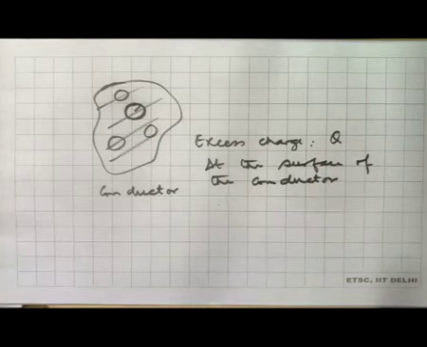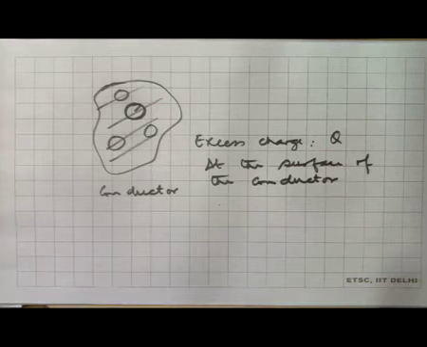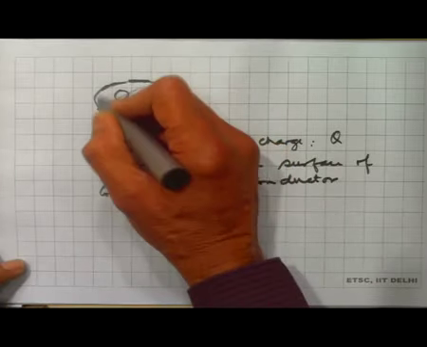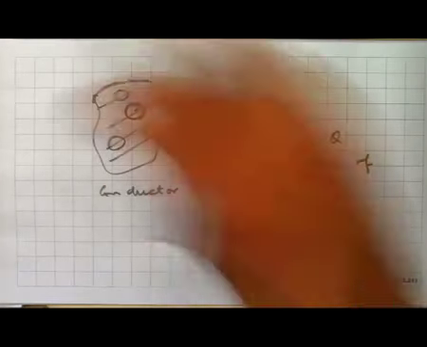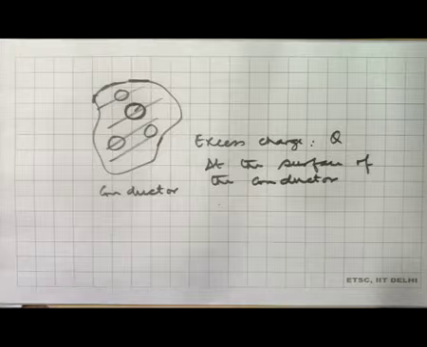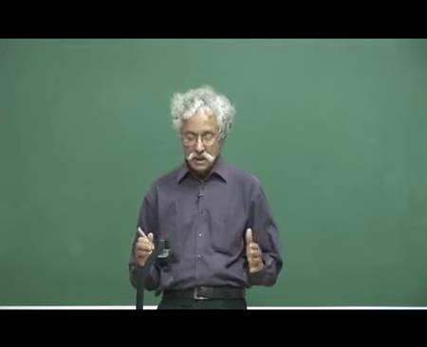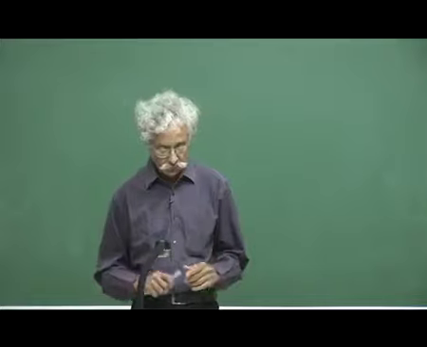So, the charge distribution at the surface is such that the net electric field within the conductor becomes 0. If you have an arbitrary charged conductor, the charges are not necessarily uniformly distributed on the surface. You may have less charge here, more charge here, etc. So, the charge distribution actually adjusts itself in such a fashion that the electric field within the conductor is 0.